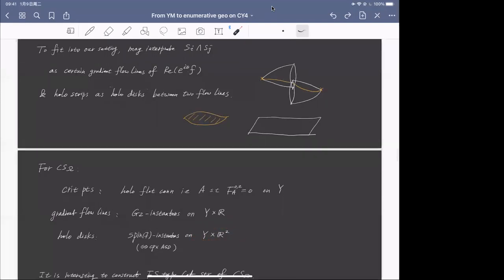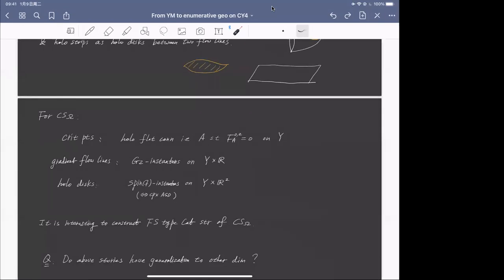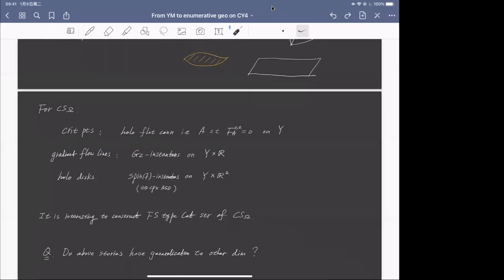I want to say that the Spin(7) instanton is exactly the complex anti-self-dual equation we mentioned earlier. Because this is a Calabi-Yau fourfold, if you give a complex structure here, this is a Calabi-Yau fourfold. So the complex anti-self-dual equation plays the role of the holomorphic disk in the complex Chern-Simons case. Then it is interesting to construct the Fukaya-Seidel type category structure of this holomorphic Chern-Simons theory, which has still not been constructed yet.